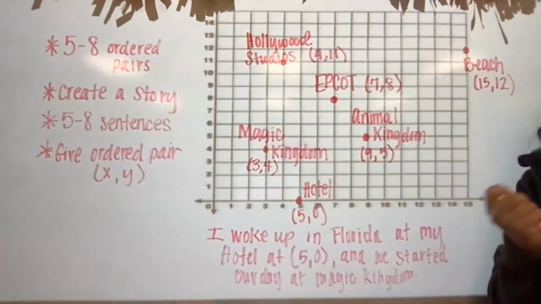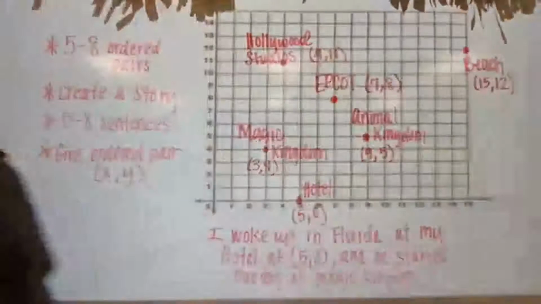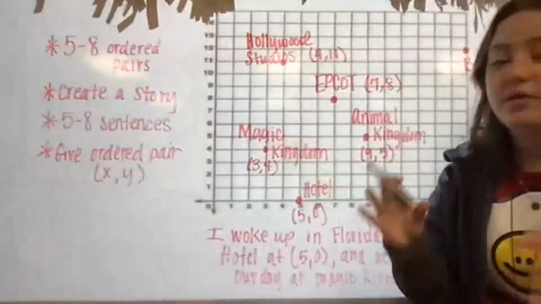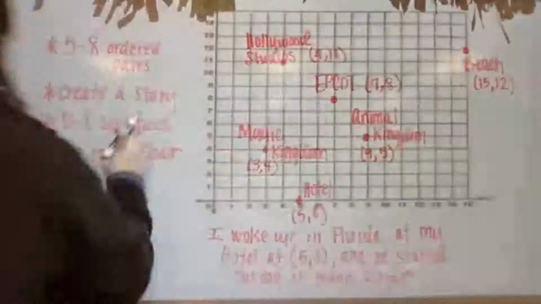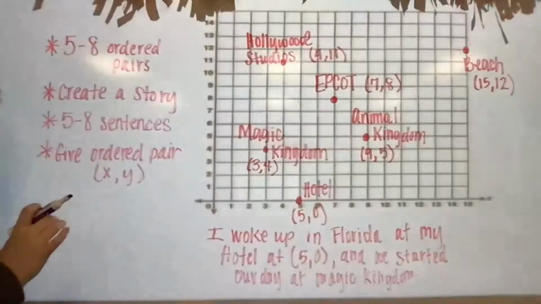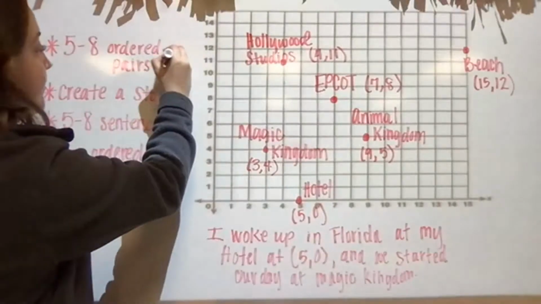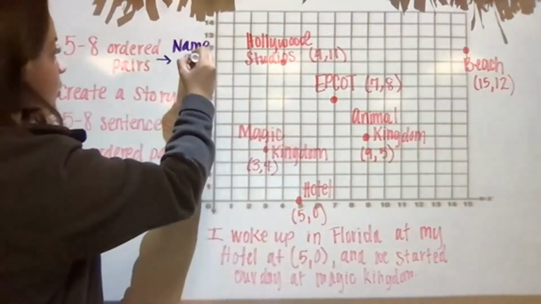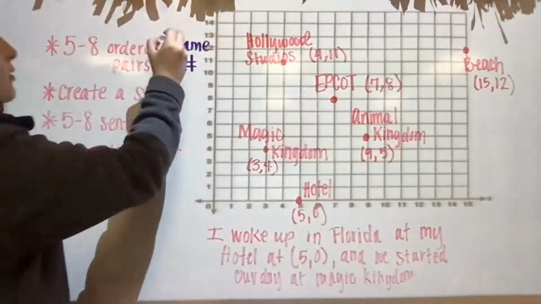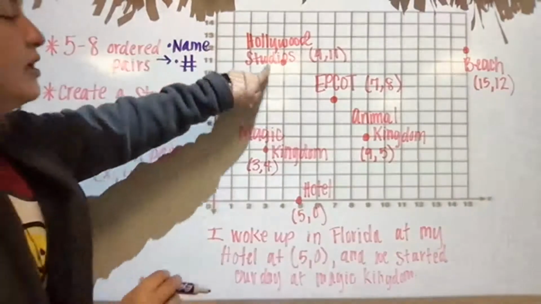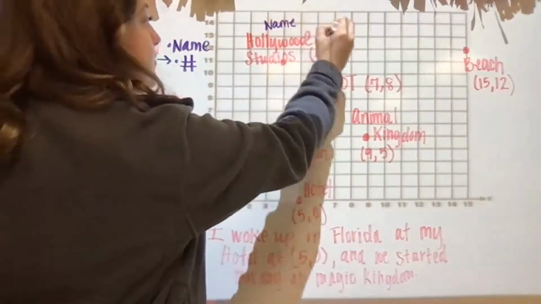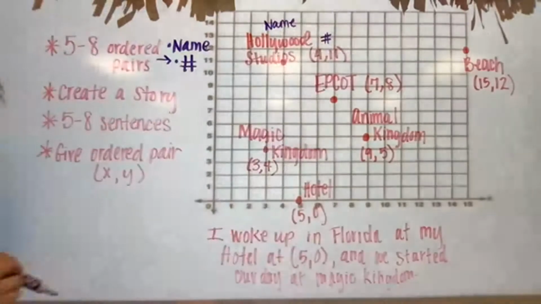Boom. Okay. So the key things that we need to take away from this. So let me get another marker so that we can highlight some things. The key things that we need, okay? We need to have 5 to 8 ordered pairs. Now, on these 5 to 8 ordered pairs, you need to make sure that you have the name and the actual number of the ordered pair. So just like how I have it here, I have the name and the number of the ordered pair.